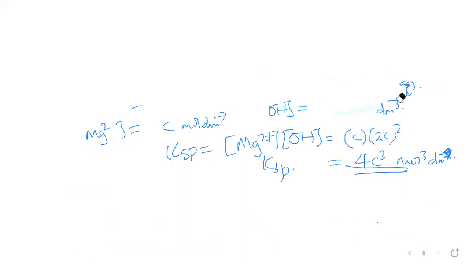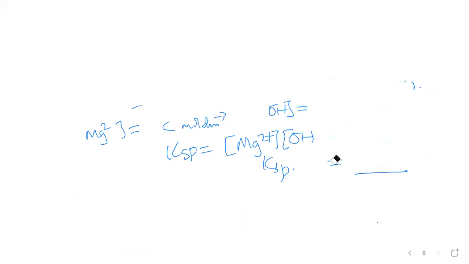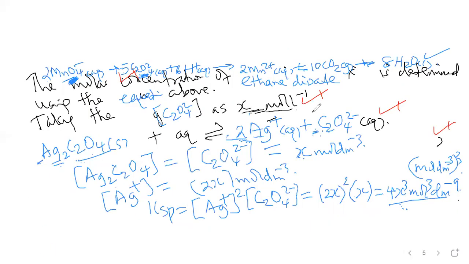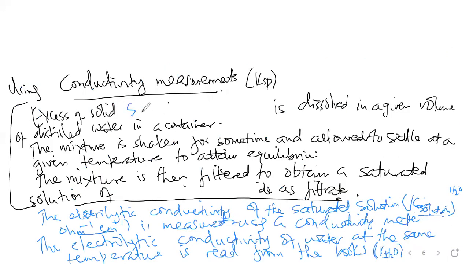So what shall I do if I want to find the solubility product constant of silver ethane dioate, or silver oxalate, by conductivity measurements? This is what I will do. I'll get excess solid silver oxalate and dissolve it in a given volume of distilled water in a container. Shake the mixture for some time, allow it to stand at a given temperature to attain equilibrium. Filter the mixture to obtain a saturated solution of silver oxalate as filtrate.